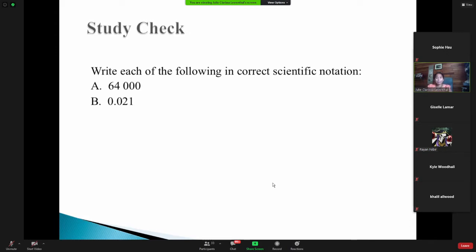Letter A. What is this in the correct standard scientific notation? 64,000.